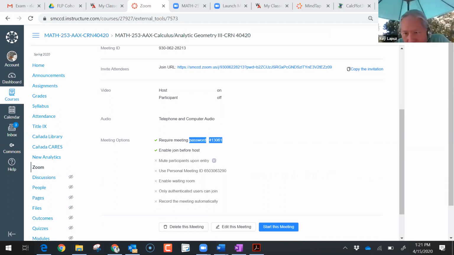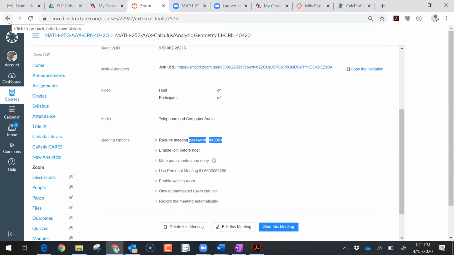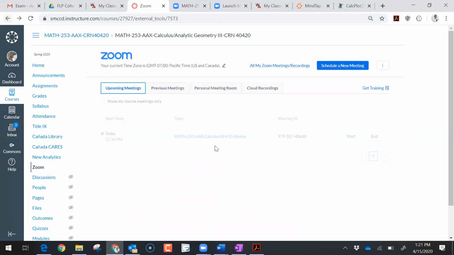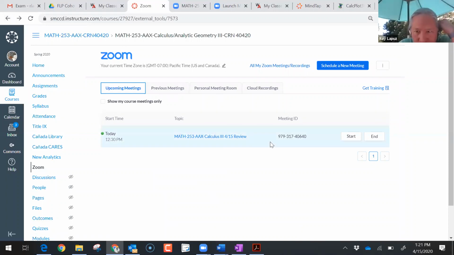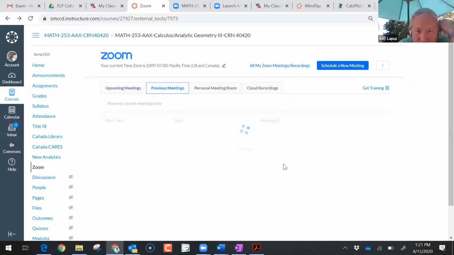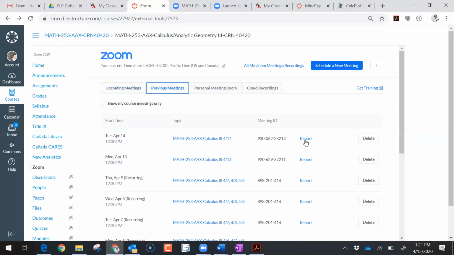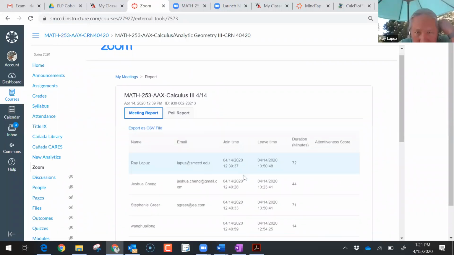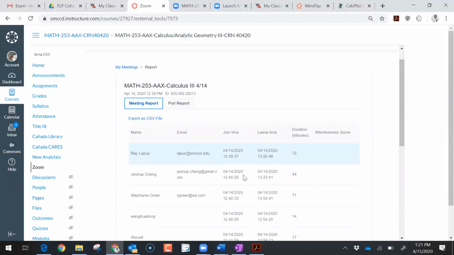So the password is, there's no space here. It's 413061. Let's see. 413061. Access recording. No, that doesn't work either. That was for yesterday, right? Yeah, that didn't work. What does report mean? I think that's the password for the actual meeting.